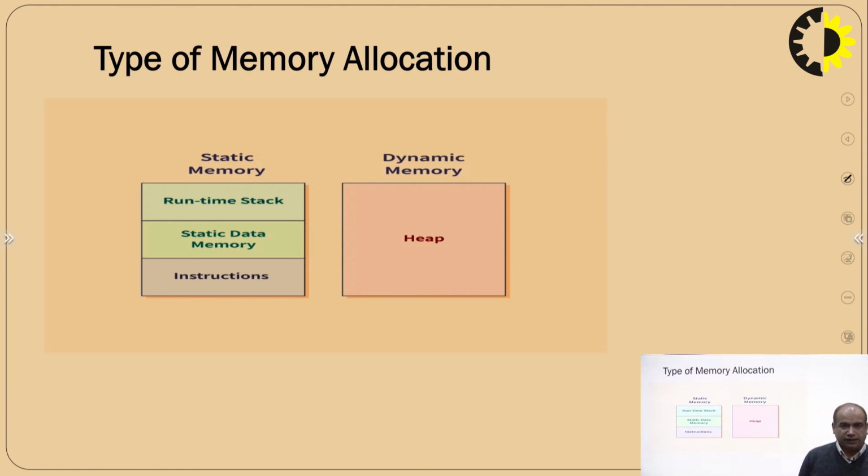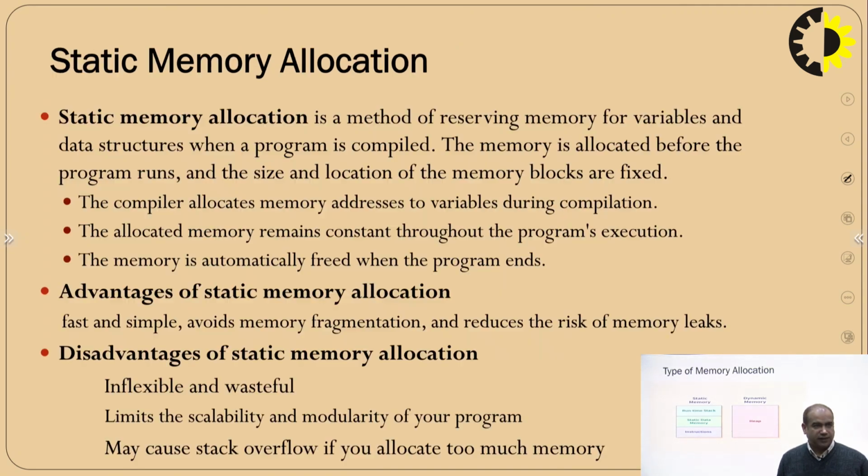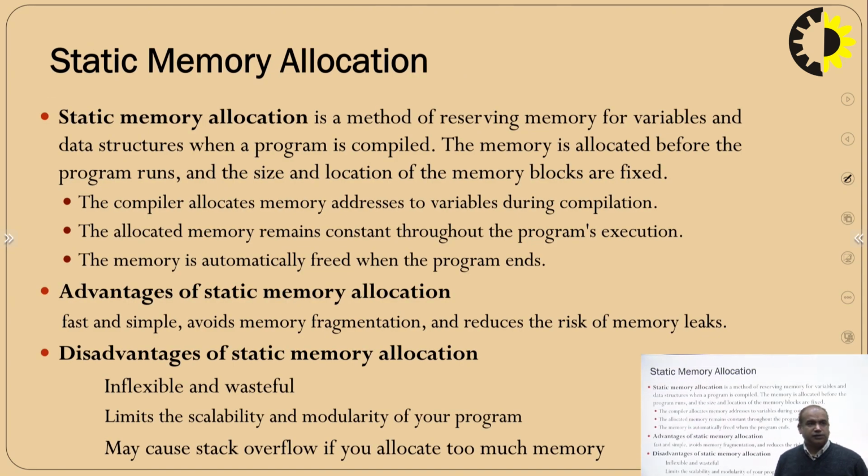So, I created here two diagrams. One is static memory and second is dynamic memory. Static memory contains the runtime stack, static data memory and instructions, and dynamic memory stores data on the heap. So, next, what is the meaning of static memory allocation?